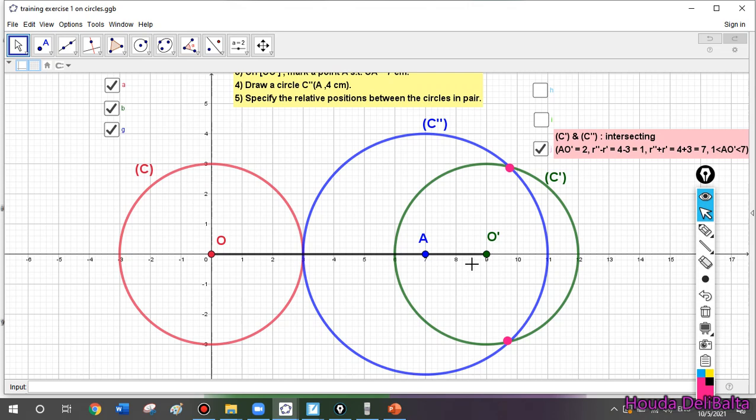1, 2. And that 2, if I subtract the bigger radius, which is r double prime, which is 4, minus the smaller one, which is 3. So 4 minus 3 is 1, and 4 plus 3 is 7. So if I add the radii, the answer is 7, and if I subtract the radii, the answer is 1. And we notice that the distance between the centers is exactly bounded because it is 2. 2 is bounded between 1 and 7, and this is according to intersecting circles.